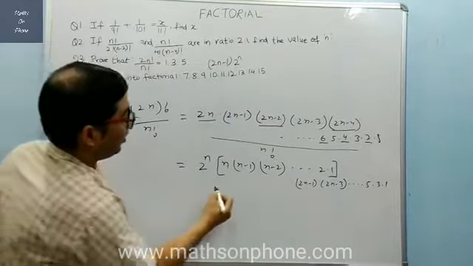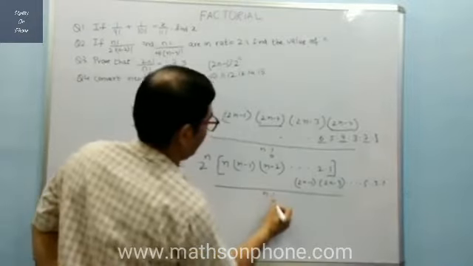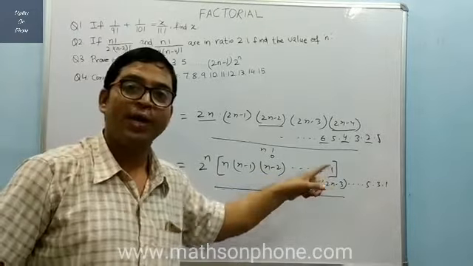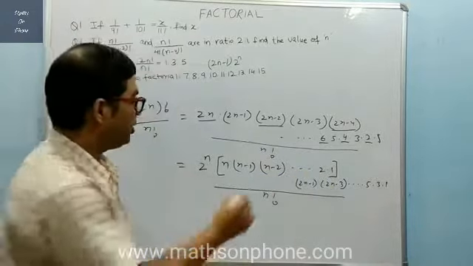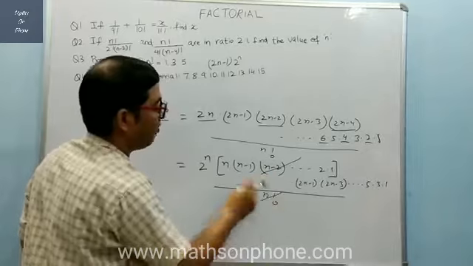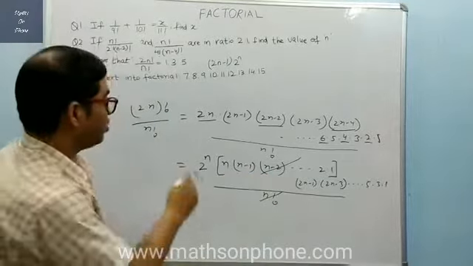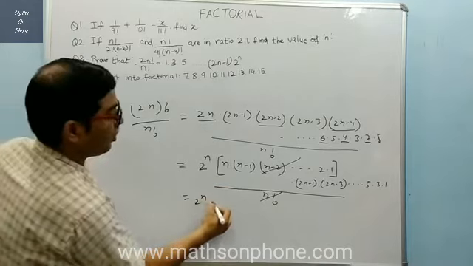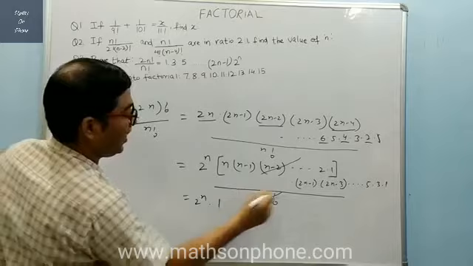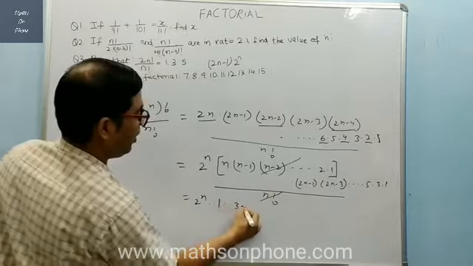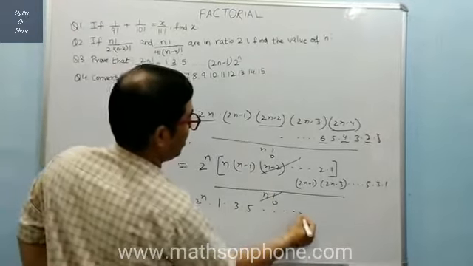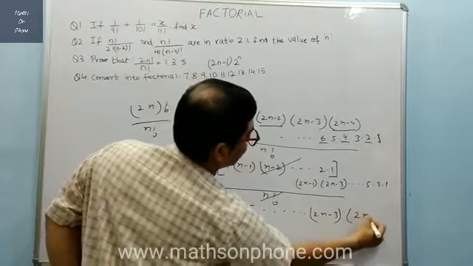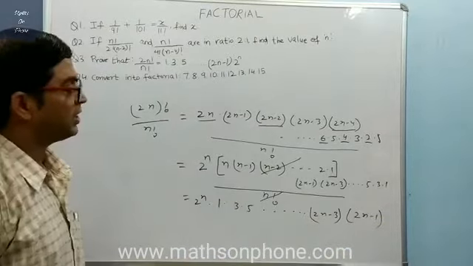Okay. And here n factorial is there. Now you see, this is n into n minus 1 into n minus 2 up to 1, which is actually n factorial. So this can be cancelled out with this. Why? Because this is n factorial. So I am just left with 2 to the power n into, if I just write in reverse order, 1, 3, 5, increasing order up to 2n minus 3 into 2n minus 1. So we have proved this thing.